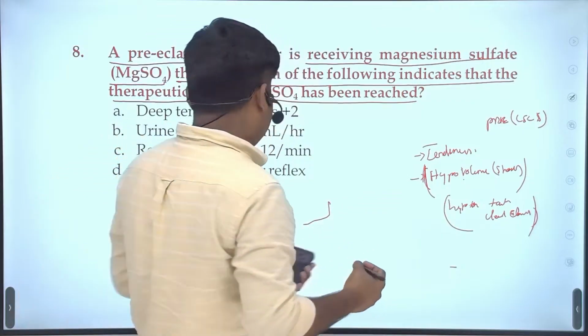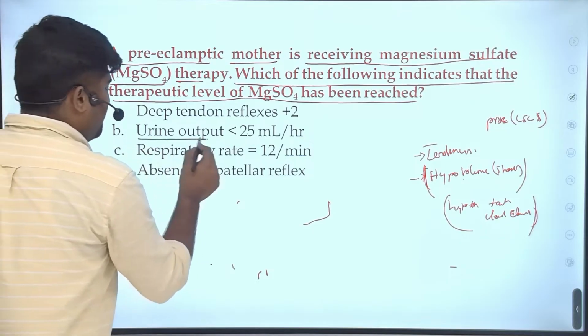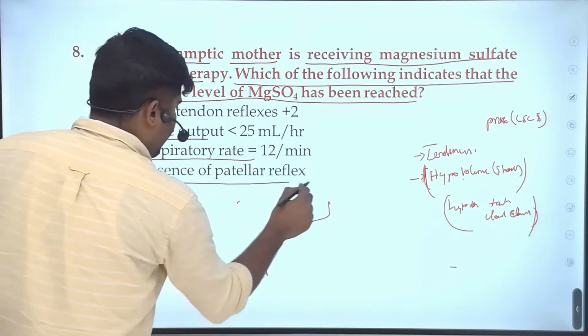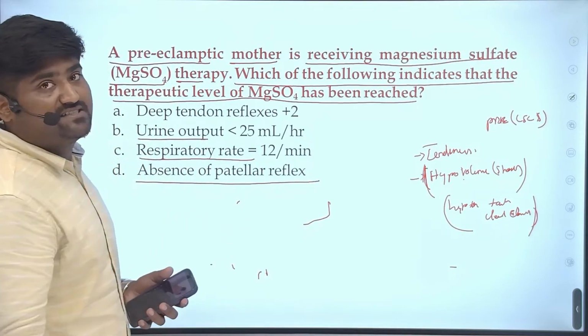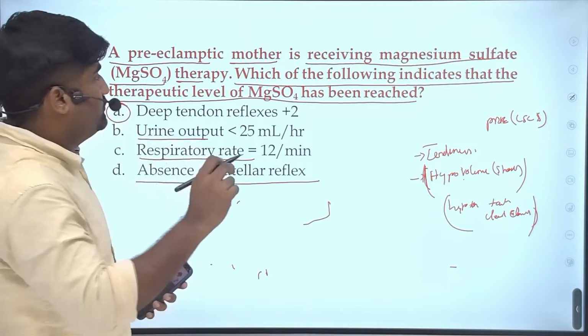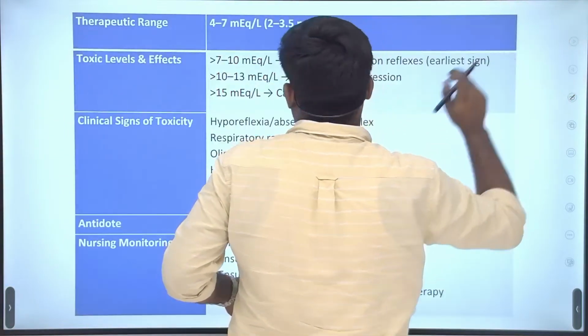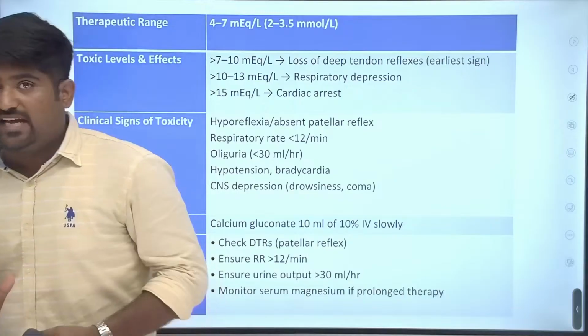Come on, tell me which will be the answer here. What about the respiratory rate? What about the absence of patellar reflex? It will not be there, right? Deep tendon reflexes +2, that will be the answer for whether it is reaching the therapeutic level or not. So here come the signs, I will explain.